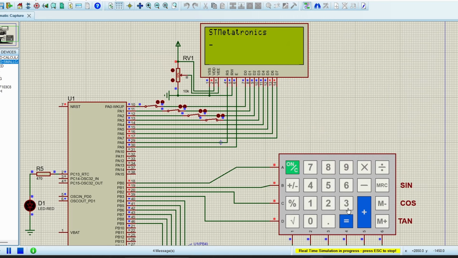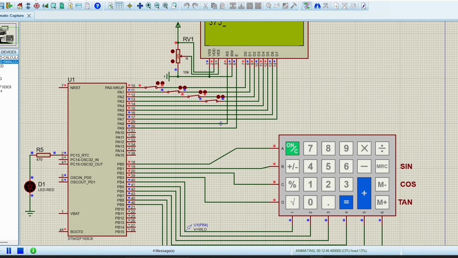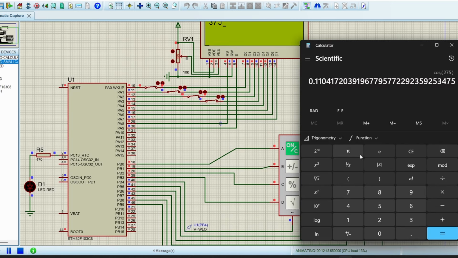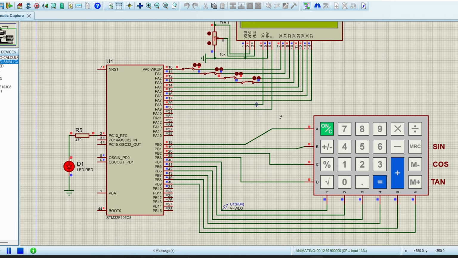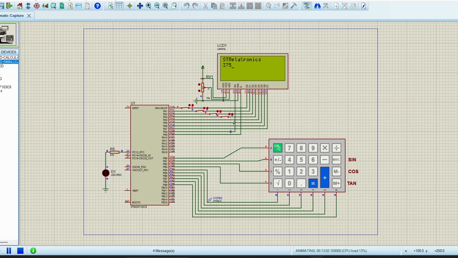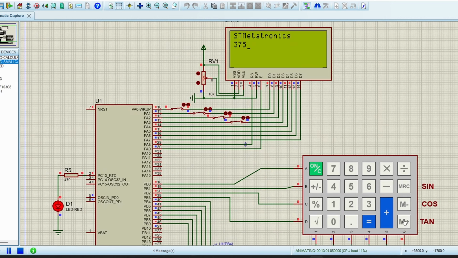Now coming to tan functionality, we'll check tan of 375. We should get 2.2373. We put tan of 375, and some value is coming out different. So we need to debug this.